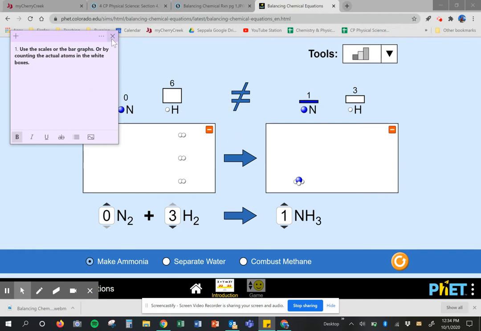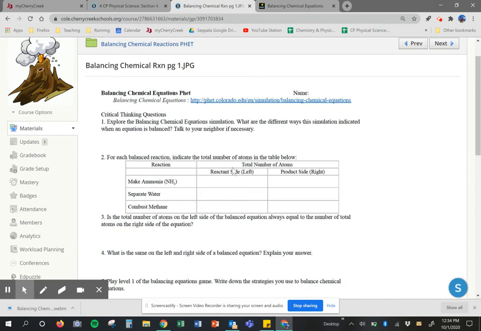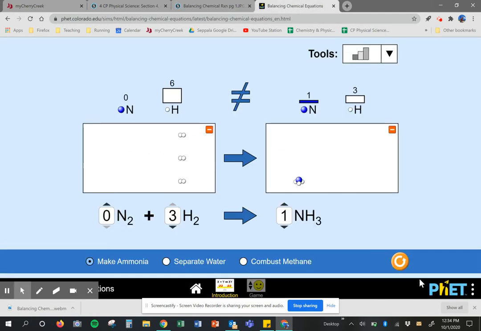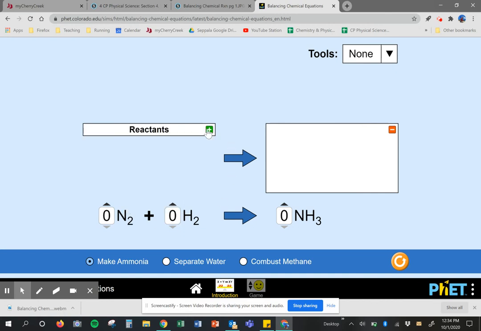Now we can get to work on actually balancing some of these chemical equations. The first reaction we're going to do is we're going to make ammonia. Ammonia is found in Windex. Ammonia is NH3. It's made up of nitrogen gas and hydrogen gas. These are your reactants. Nitrogen and hydrogen are your reactants. Ammonia is the product. This is the process it goes through.